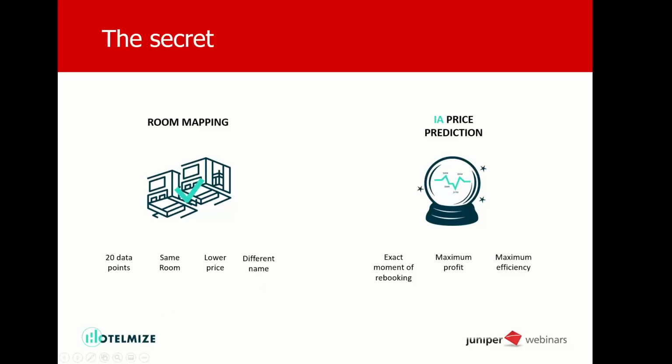The first one is room mapping. As we all know, room mapping is one of the biggest problems the industry faces. Hotelmize devoted a huge amount of resources to implementing this solution. With our room mapping algorithm, we compare more than 20 different data points for each room name in order to match rooms from all of your suppliers behind the scenes. As a result, 45% of the profit we generate for our clients is due to our room mapping.